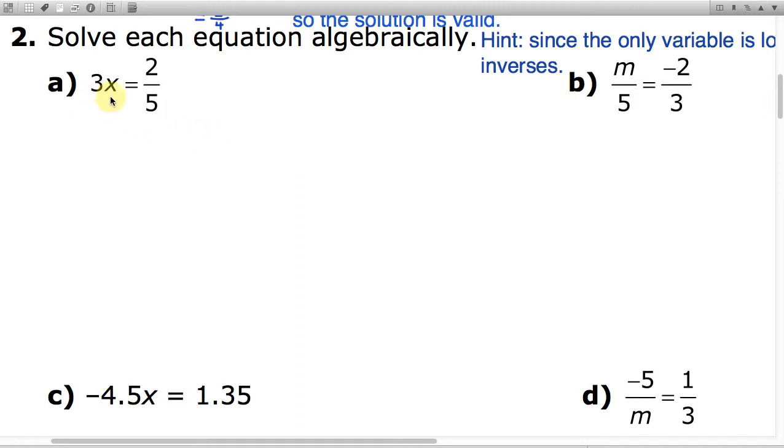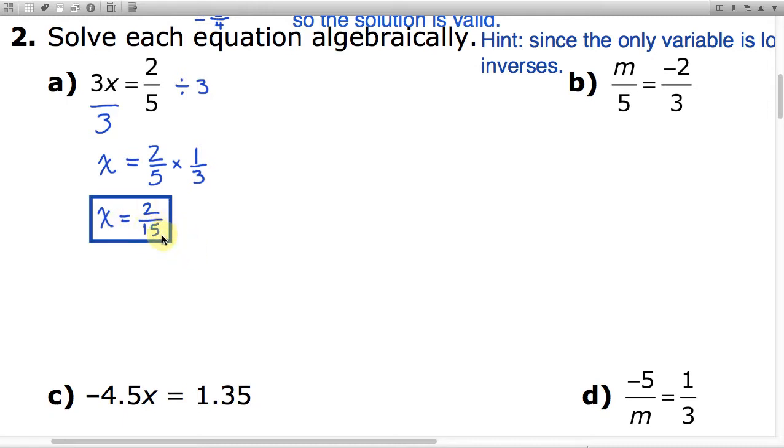Alright, so here we have 3x equals 2/5. So we can divide both sides by 3. Notice that we're doing 3 times x, so dividing both sides by 3 is how you're going to solve and get a single x. And you get x equals 2/5 multiplied by 1/3, because when you're dividing fractions, again 3 is 3 over 1, you multiply by 1 over 3. As a result, 2 times 1 is 2, and 5 times 3 is 15. 2/15 is the solution.